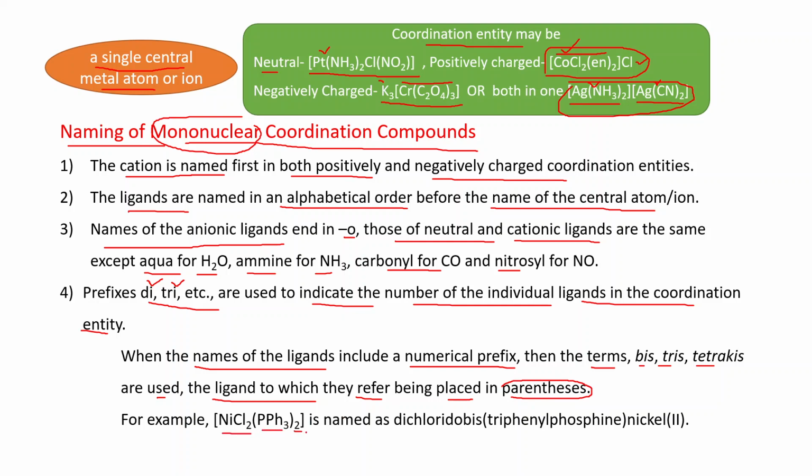NiCl2(PPh3)2 is named as dichlorido, and then bis(triphenylphosphine). This tri is already present in the name of the ligand, that's why, since it is coming 2 times, we will use the word bis. Bis(triphenylphosphine), and this triphenylphosphine is written in this parenthesis, and this is the name of the metal, and this is the oxidation state of the metal.